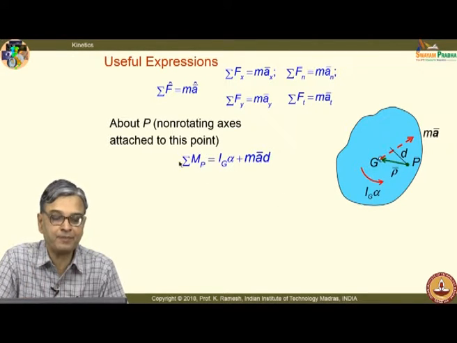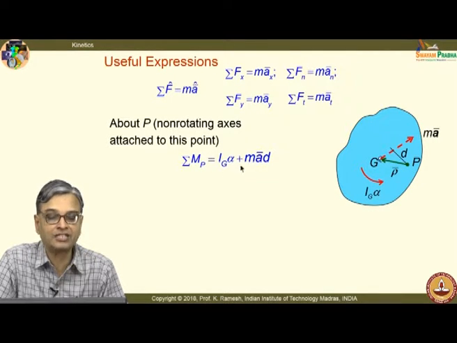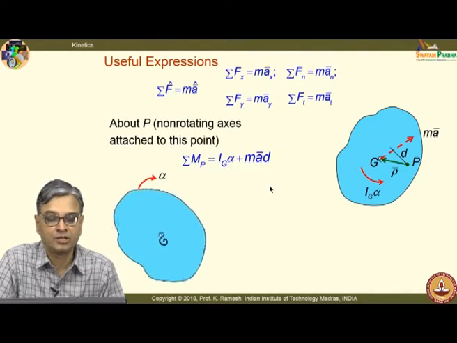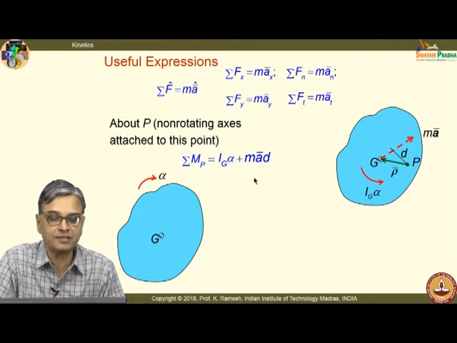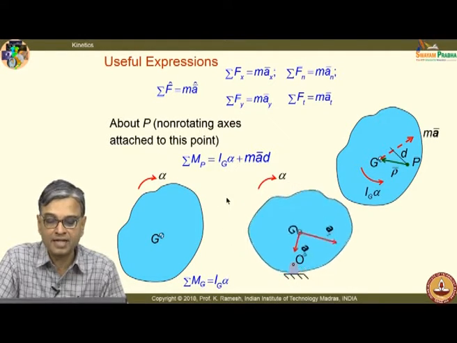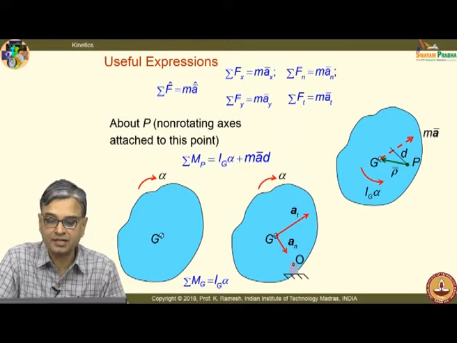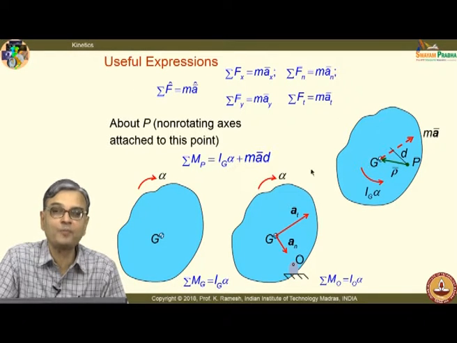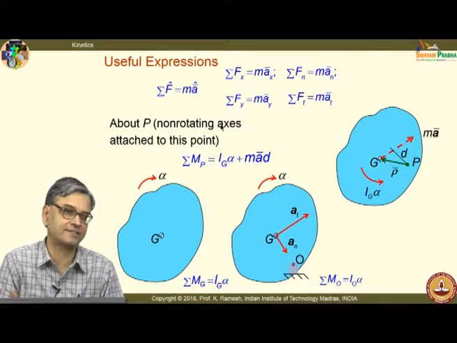So, I have this M P, if I want to take moment about point P, I have the expression I g alpha plus m a bar d, and these are all measured from an inertial frame of reference. And there are simplified cases for this. I have a situation where there is rotation. So, this reduces to M g equal to I g alpha. I have a fixed axis rotation, which reduces to M naught equal to I naught alpha. So, in the subsequent problems, you will just play with these equations.